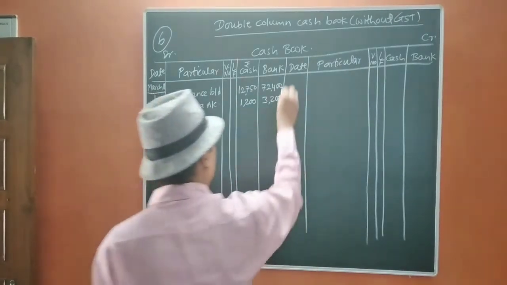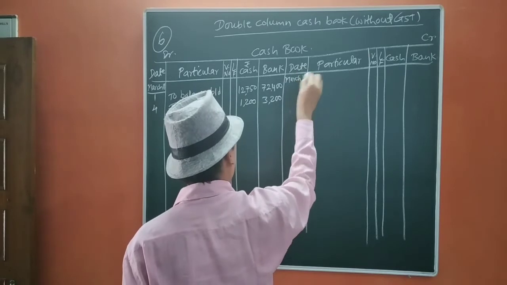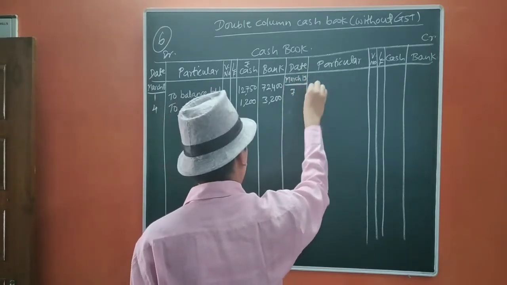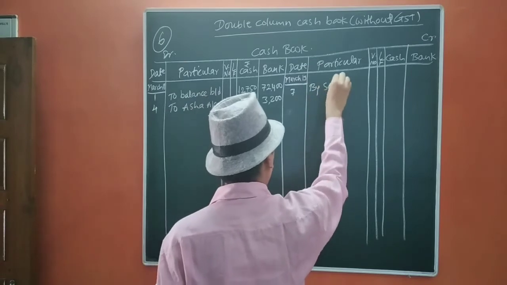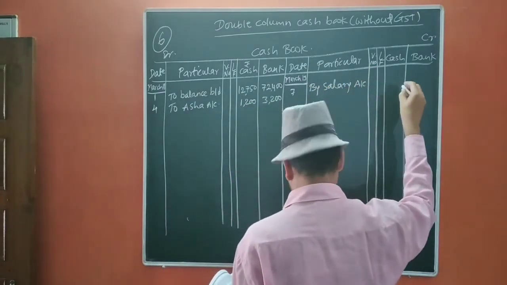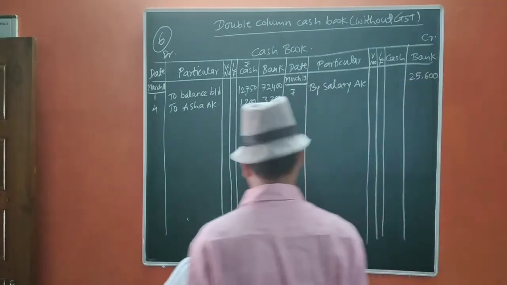Okay, now next 7, paid salary to staff by check 25,600. So here March 2019 and date 7 by salary account. The amount we are going to write in bank column 25,600.